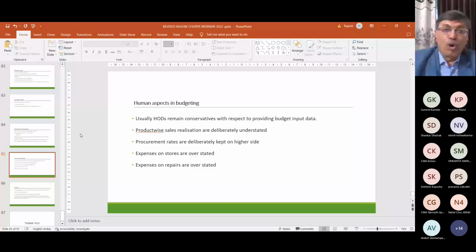Product sales realization may be understated, procurement rate may be on a higher side, repairs expenses may be overstated, et cetera. This is just how they remain conservative. And from conservative, again, they need to be brought to a realistic picture.